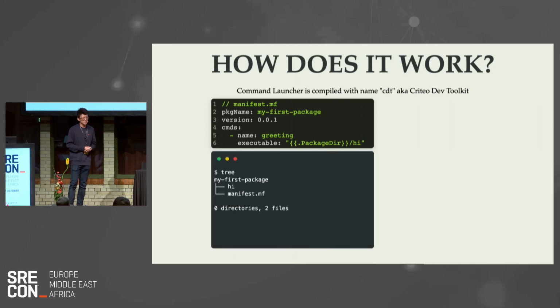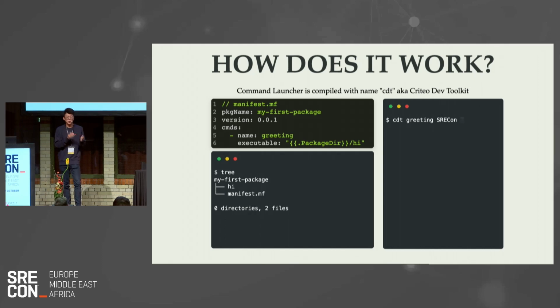So here is an example of a package. You have a folder with a manifest file in it and a binary hi in it. By doing this simple minimalist manifest file, you will get CDT greeting. You can call it from CDT greeting. And any arguments you pass to this CDT greeting command will be passed to the underlying hi command. So typically, running CDT greeting SREcon is the same thing as running hi SREcon.